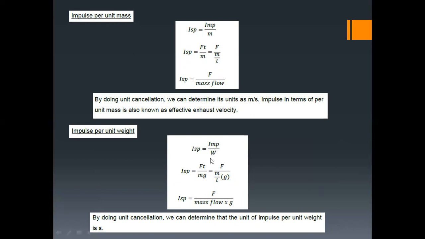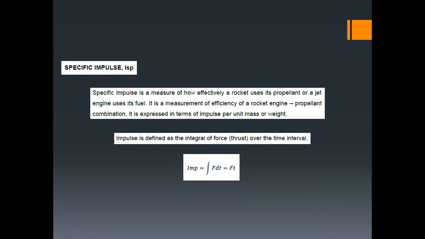So equate mo lang, we know that our impulse is equal to force times time over mass times gravity. So we have force over mass flow times gravity. By doing unit cancellation, we can determine that the unit of impulse per unit weight is second. Okay, so yun lang yun.